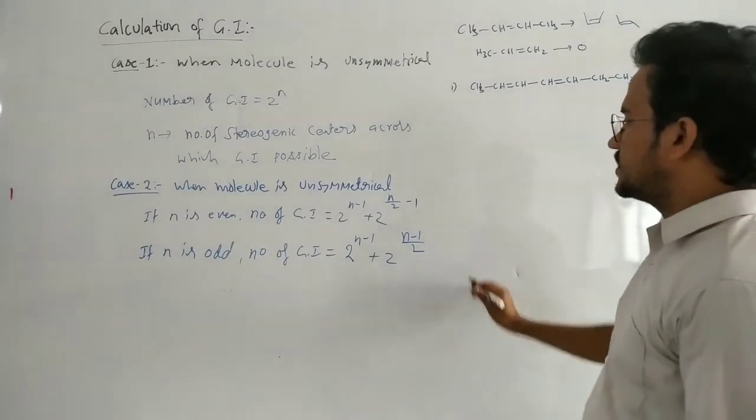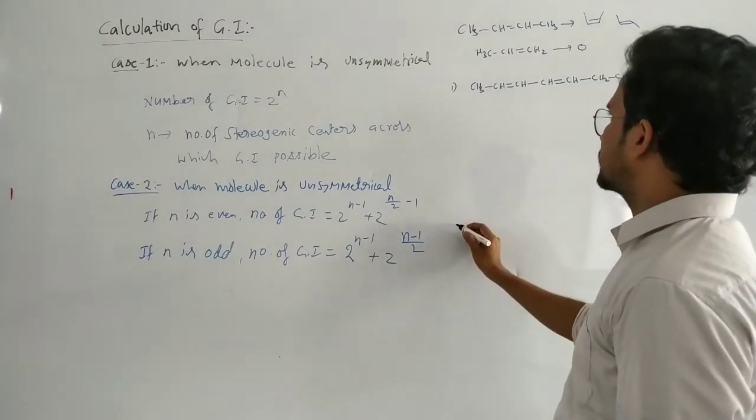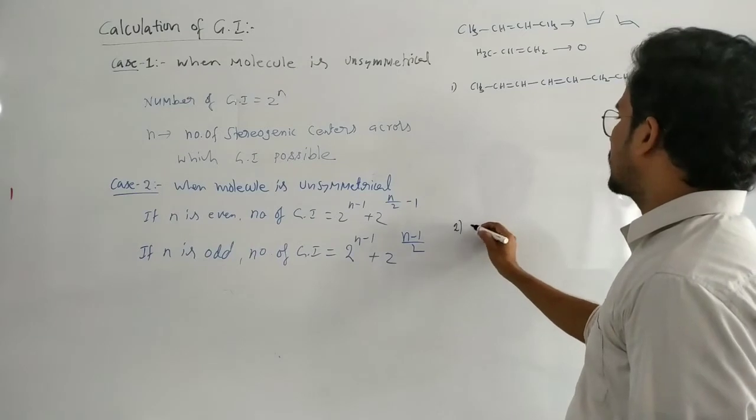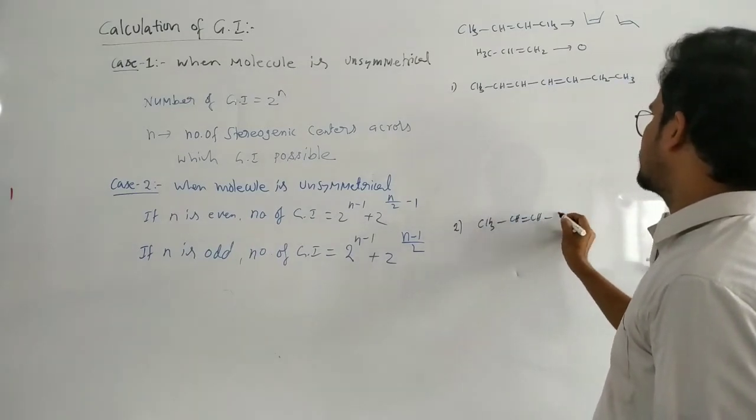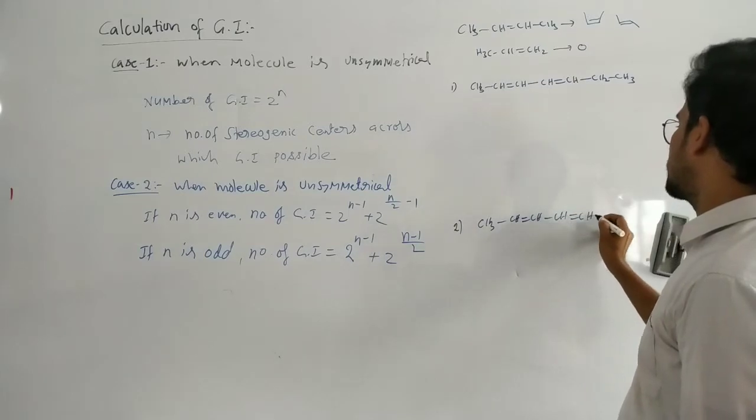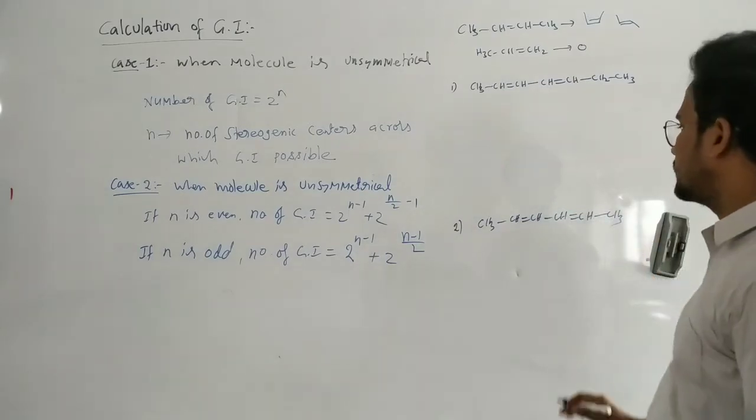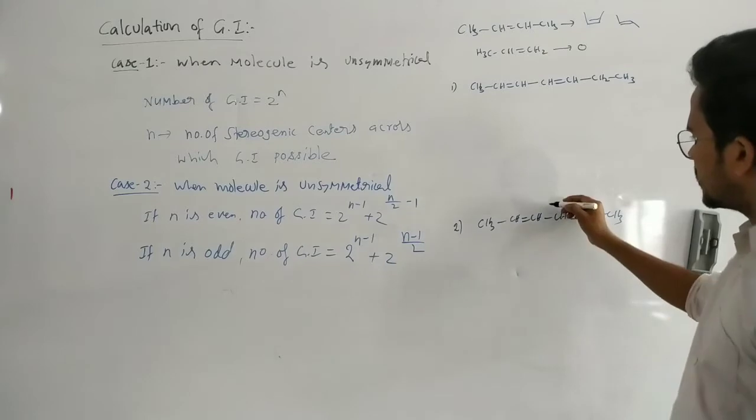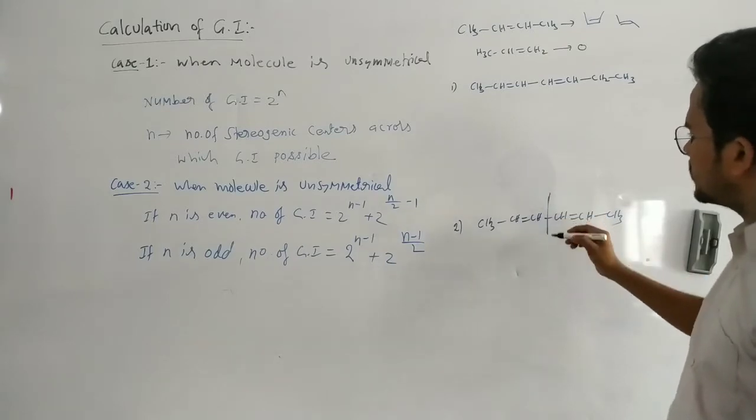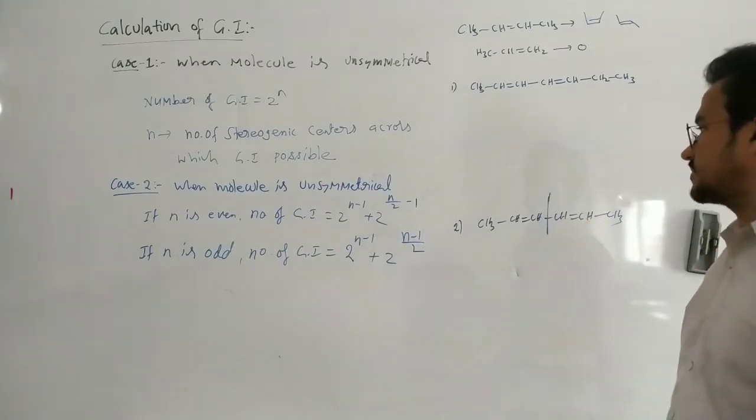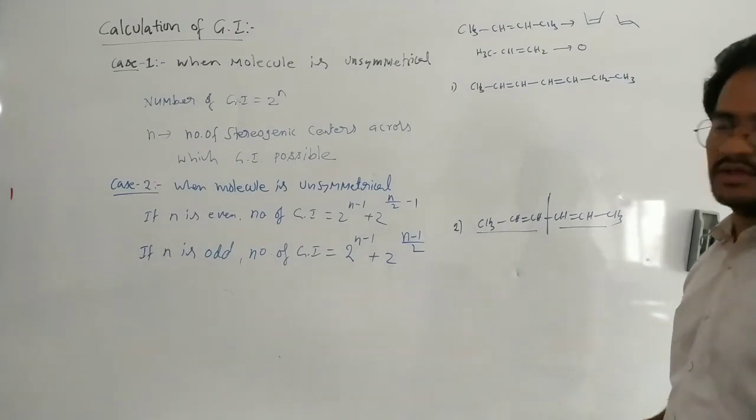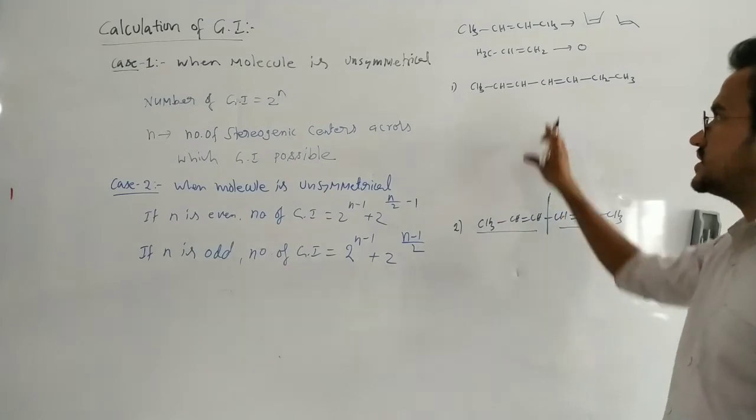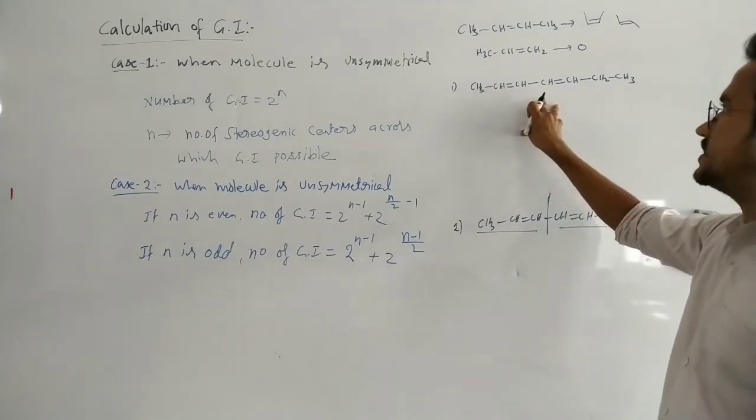For the second one, CH3 CH double bond CH double bond CH CH3. This is symmetric, it can be cut into equal halves, two equal parts. So this is a symmetric one, and the earlier one is an unsymmetric one.